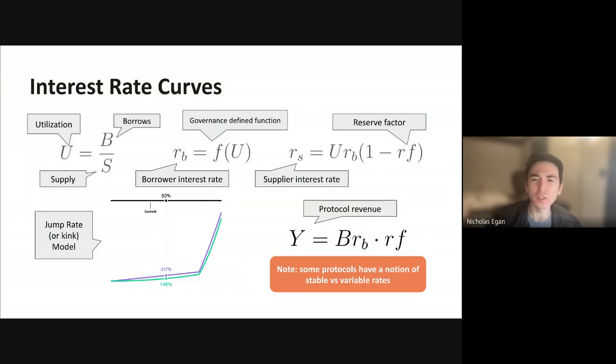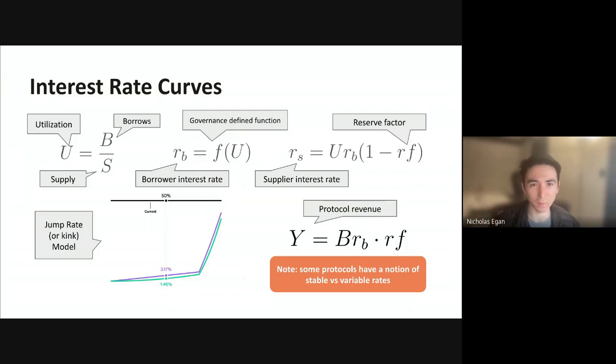The supplier interest rate is the utilization rate times the borrower interest rate times 1 minus the reserve factor, where the reserve factor is a parameter telling us how much revenue from the borrower interest gets paid to the protocol versus suppliers. The annualized revenue that the protocol makes is the total amount borrowed times the borrower interest rate times the reserve factor.